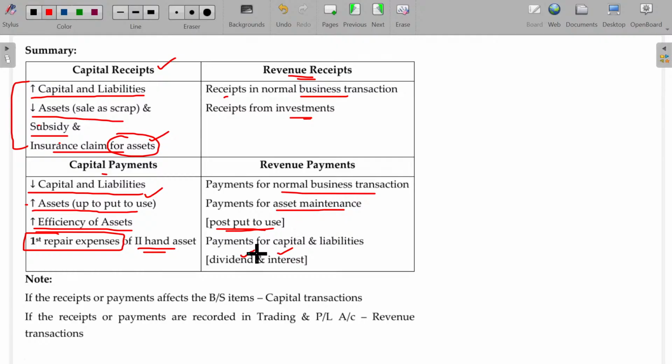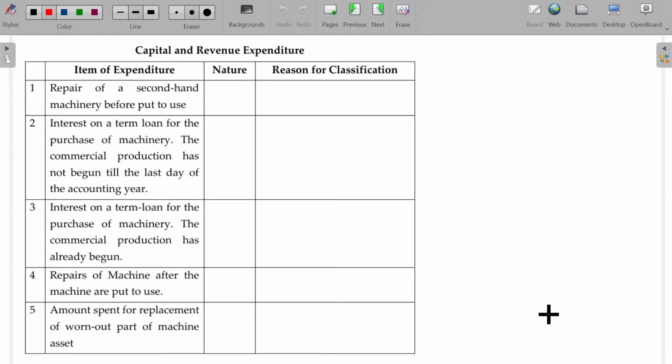Payment for capital and liabilities means, you borrowed this money, for that you are paying interest; you issued the shares, and for that you have to offer the dividend. These things are revenue payments. Clear? Yes.